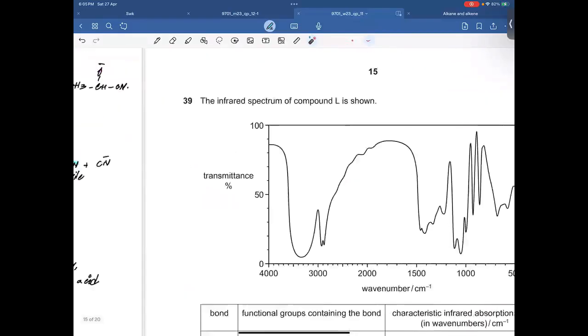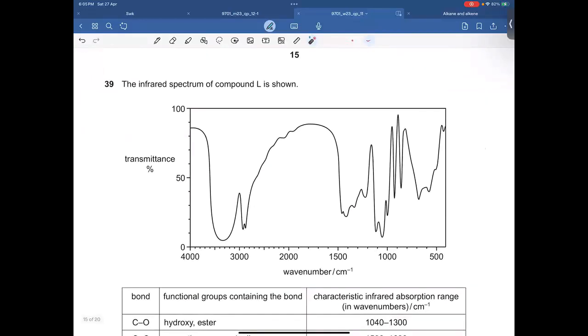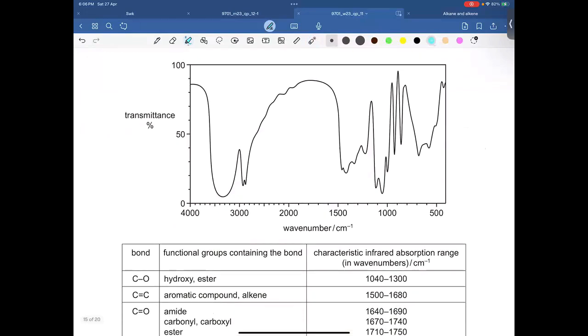Okay, question number 39. The infrared spectrum of compound L is shown. So from 500 to 1500, we have a fingerprint region, and there is no peak as such here. From 1500 till this, no peak present, no carbonyl. So CO group absent.